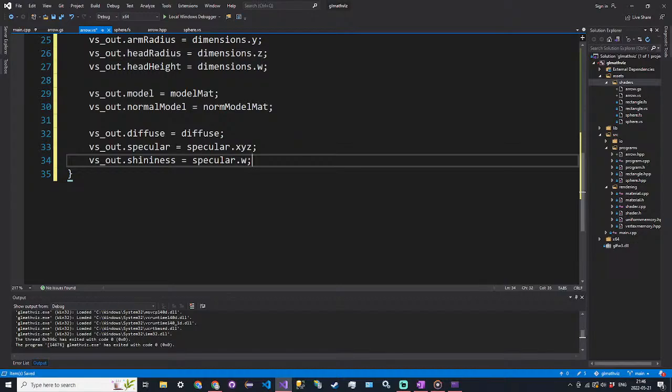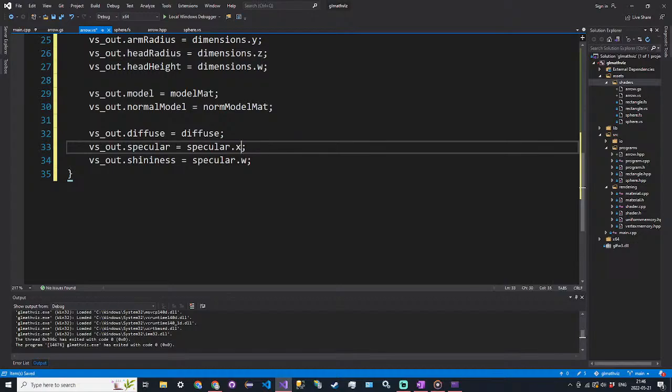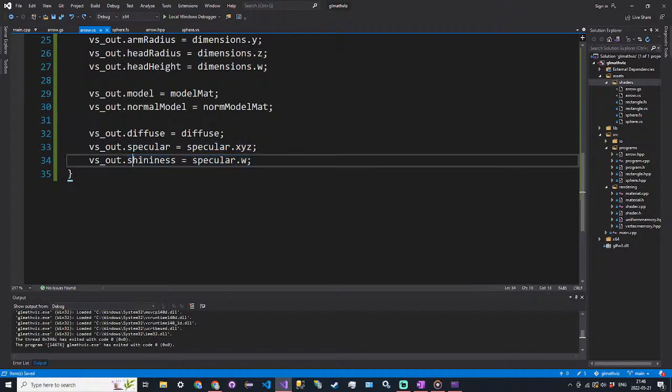And I suppose we can just call this RGB. I think that works, we'll test that afterwards. But the first three components go to the specular color, and then the last one goes to the shininess. And I guess I will also try afterwards just using the output keyword from the vertex shader to send it to the fragment shader. Let's see if that works.